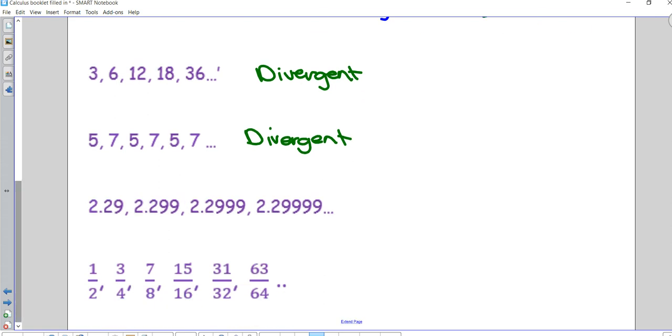What do you think about this one? Like 2.29, 2.2999999. It's convergent. And if it's convergent, we've got to say what its limit is. This is an interesting one. I would have thought initially 2.29 was a recurring on the 9, but it turns out it's 2.3.